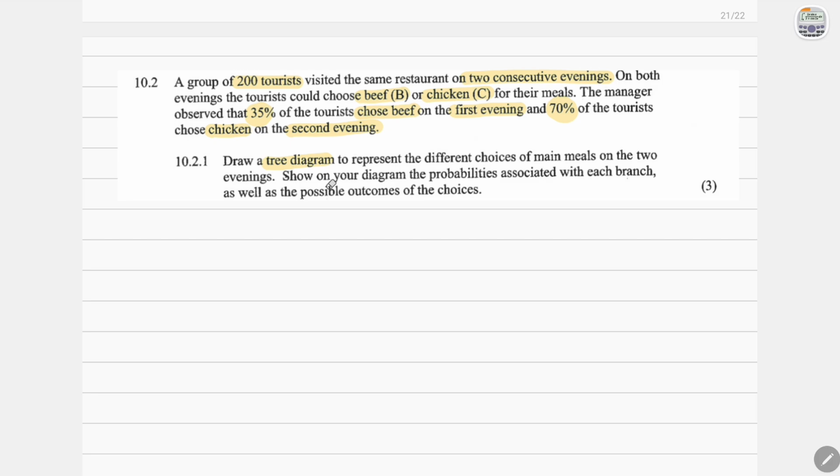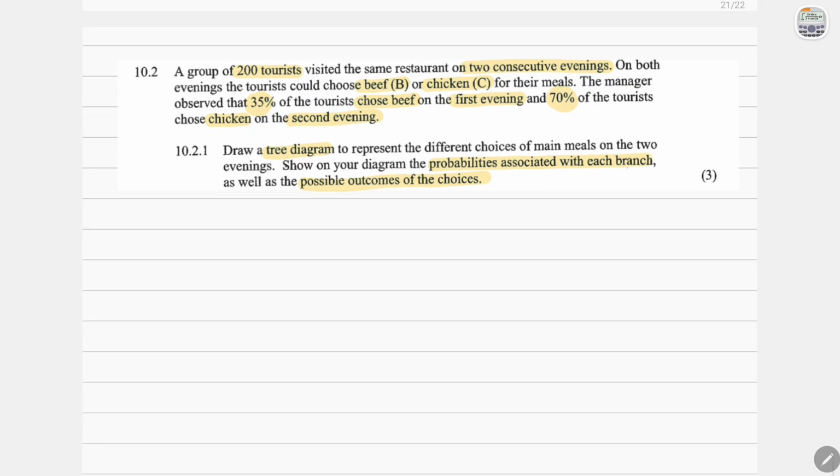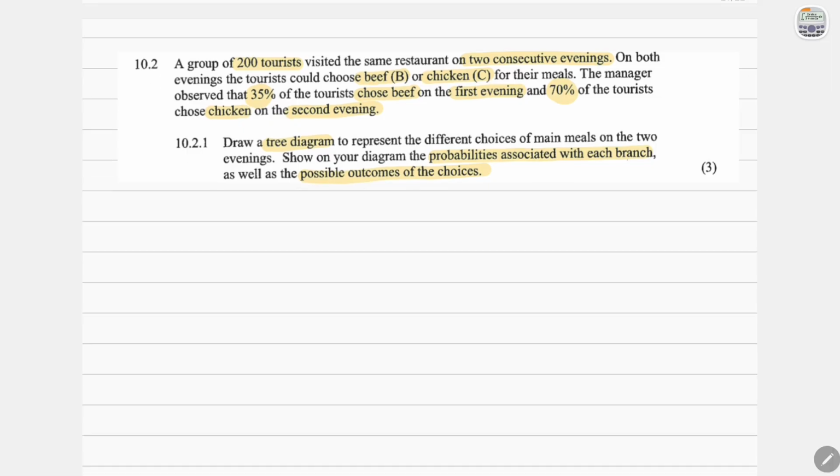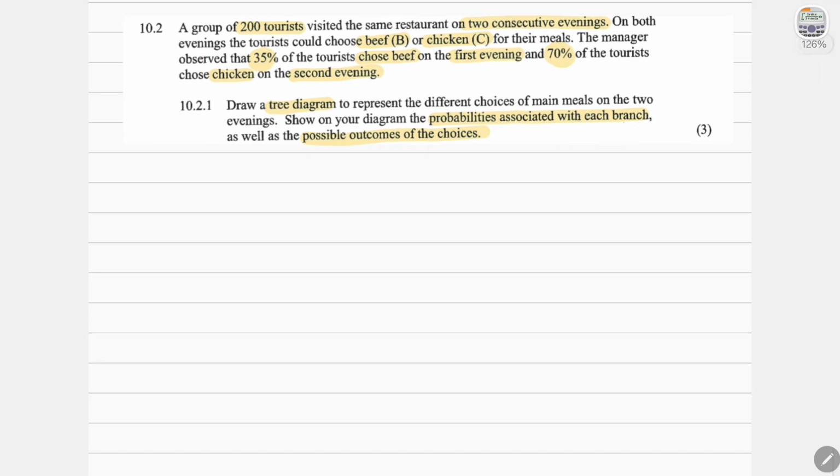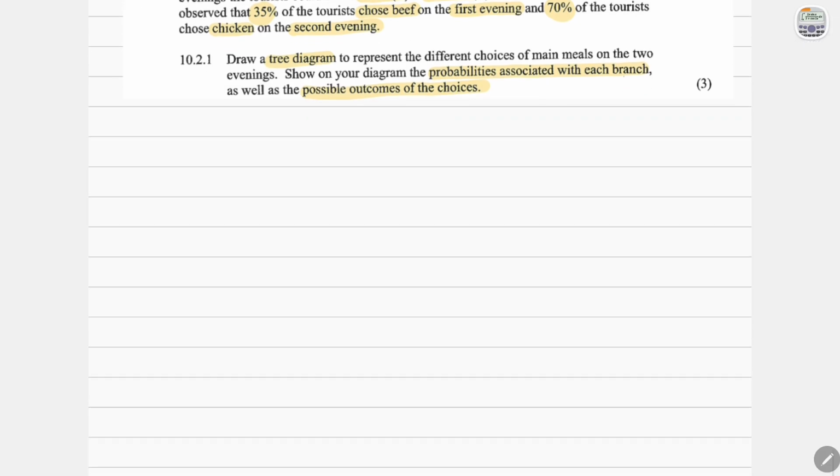Okay, so show on your diagram the probabilities associated with each branch as well as the possible outcomes of the choices. So draw the entire tree diagram. Okay, so here's what's going on. We have these 200 tourists and they go to a restaurant on 2 evenings.